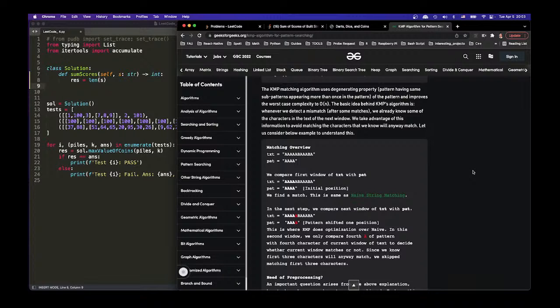This is optimizing our naive approach. In this second window, we only compare the fourth A of the pattern with the fourth character of the current window of the text to decide whether the current window matches or not, since we know the first 3 characters will always match. We skip matching the first 3 letters. Now we do have the pre-process.